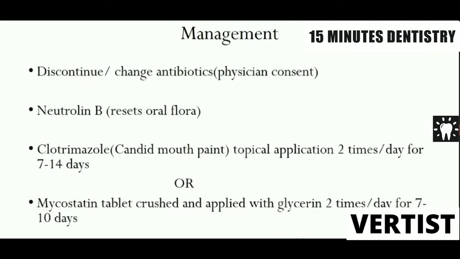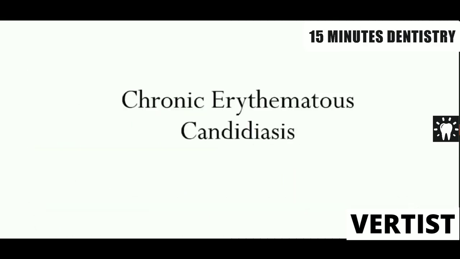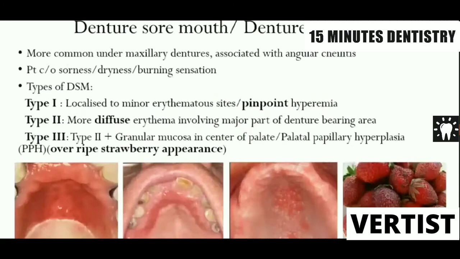So you manage by changing or discontinuing the antibiotic. You have to reset the oral flora with Neutralin B or Visilac or any probiotic, also with antifungal medication. Now, chronic erythematous candidiasis, or denture sore mouth, is very common in the maxillary denture-bearing mucosa, usually with an ill-fitting denture, because the candida can colonize comfortably between the denture and the maxillary denture-bearing mucosa. Patient will have soreness. Also, that area is not cleansed well with saliva.